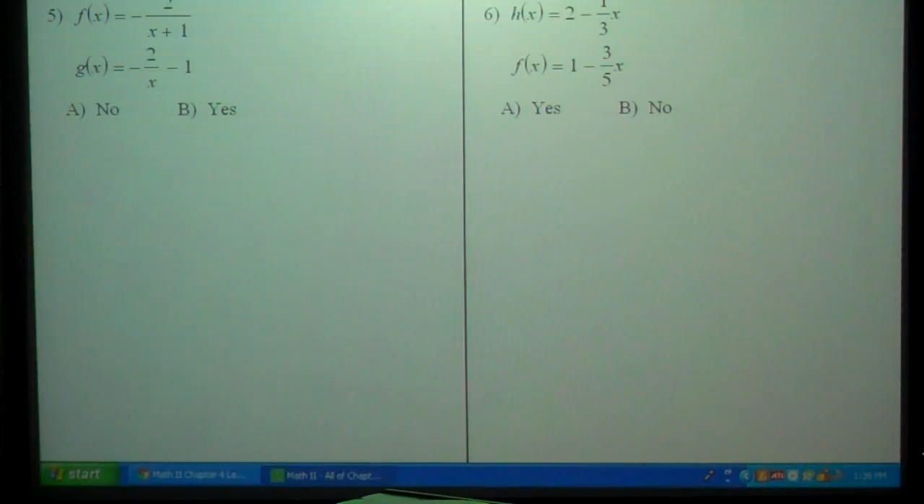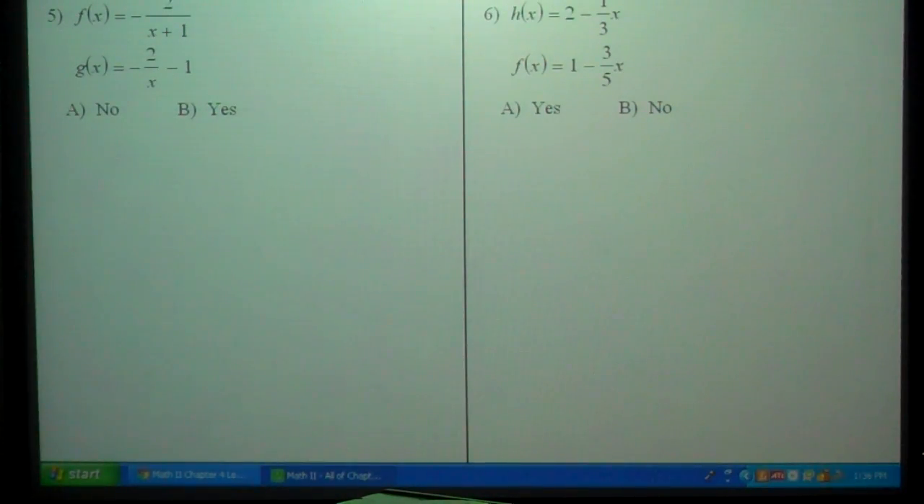It says state whether the given functions are inverses. F of x equals negative 2 over x plus 1. G of x is negative 2 over x minus 1. It's either yes or no. Make sure you look at the answers. No, yes, yes, no. That's tricky. Over here we have h of x equals 2 minus 1/3 x. F of x equals 1 minus 3/5 x. Pause right here because I'm getting ready to show you the answers.